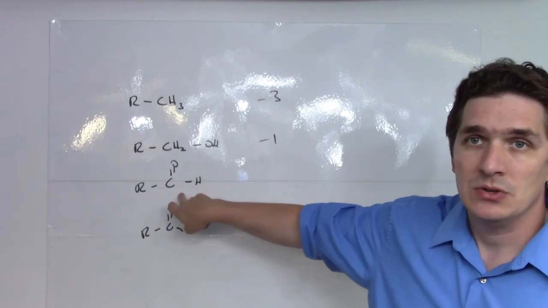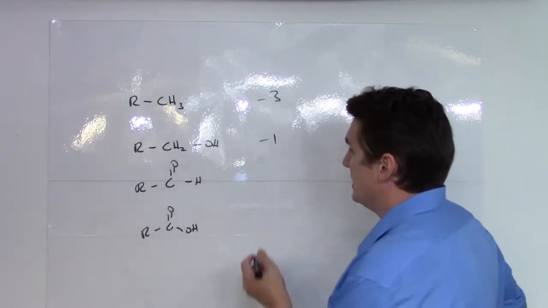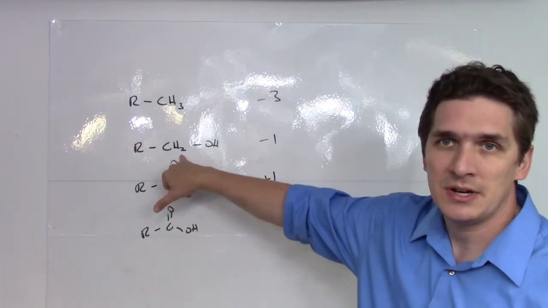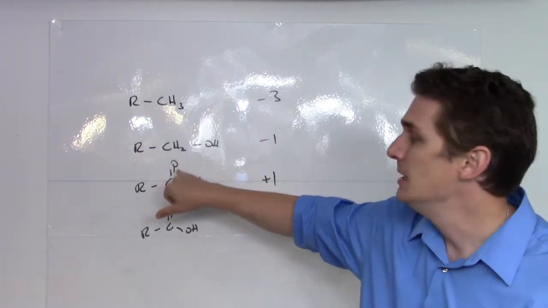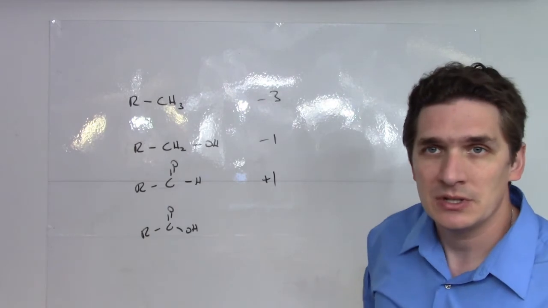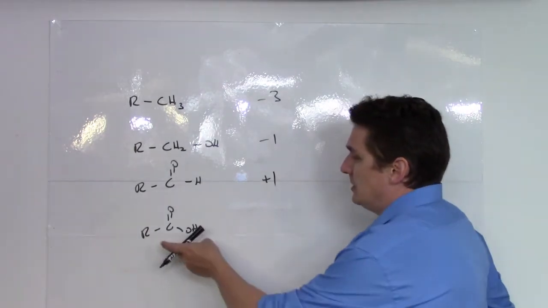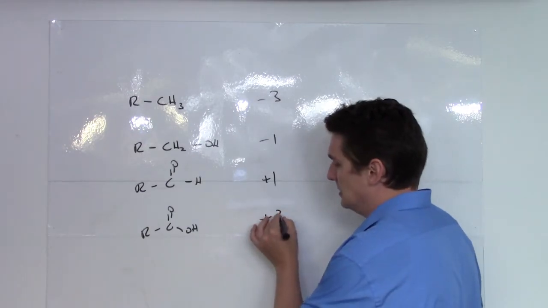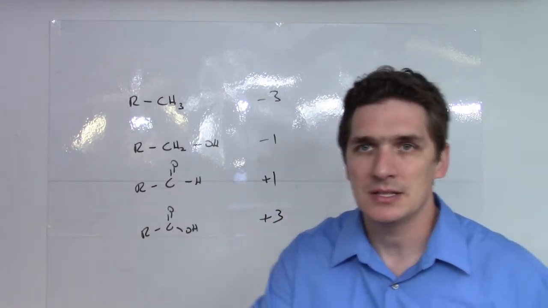Next option is that we go to an aldehyde. In the case of the aldehyde, we end up with a +1 oxidation state. We've removed another hydrogen, so that takes an electron away from carbon, and we've got another oxygen, which takes a subsequent electron away from carbon. And our last extreme here is carboxylic acid. So here we have carbon in a +3 oxidation state.